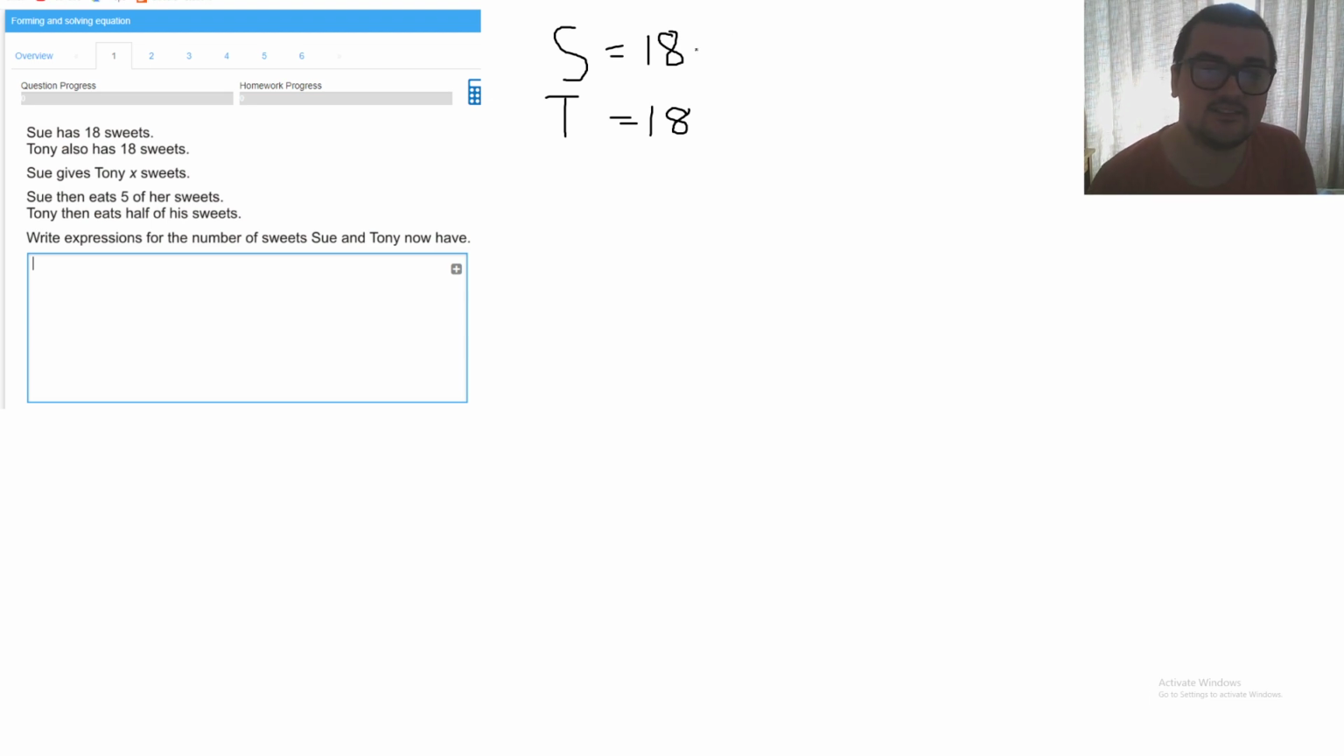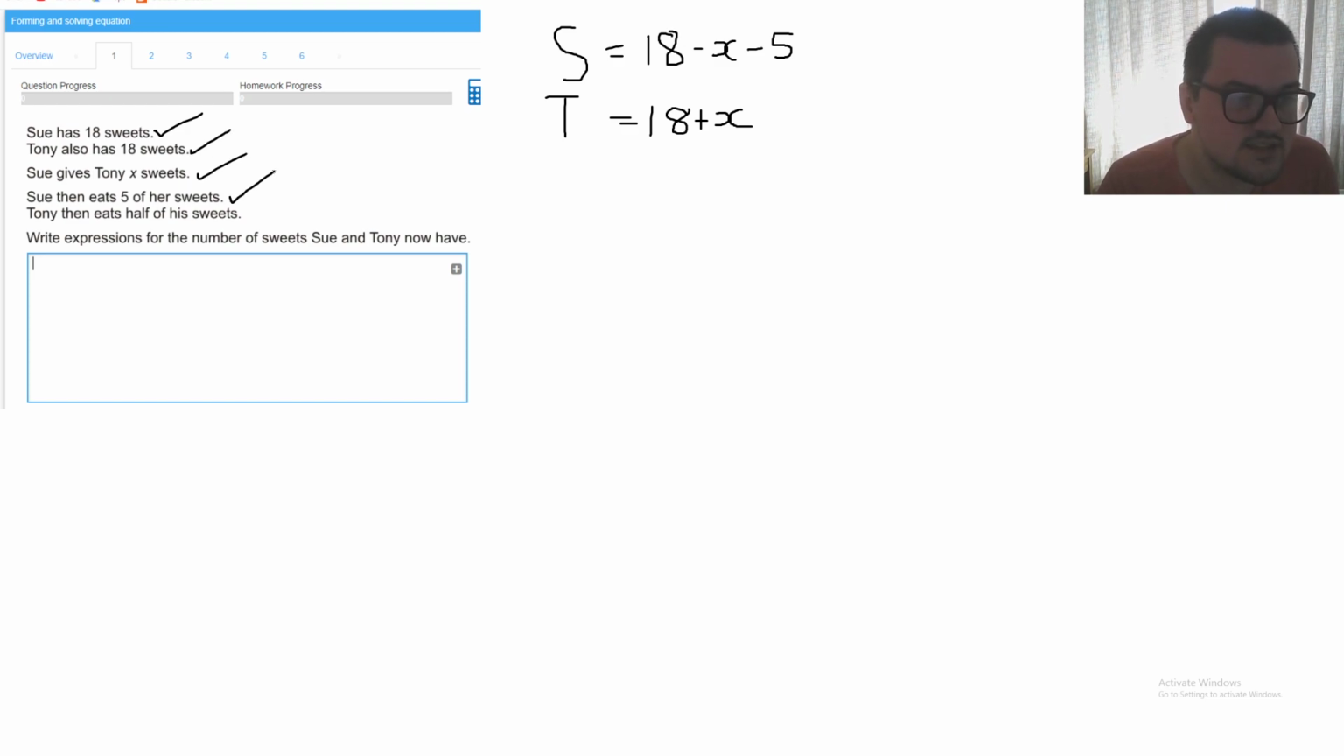So Sue is X sweets down. If Sue gave Tony 2 sweets, Sue would have 2 sweets less and Tony would have 2 sweets more. Sue's given Tony X sweets, so Sue has X sweets less and Tony has X sweets more. Sue then eats 5 of her sweets, so she has 5 sweets less, so we subtract 5 from the amount that's left from the last statement. So we've done all of these statements.